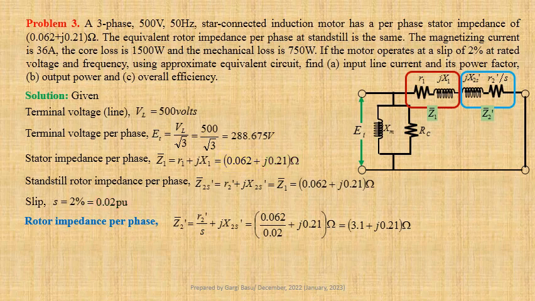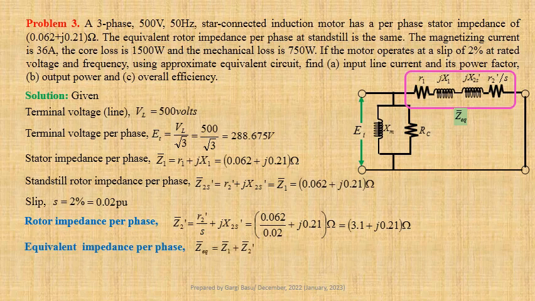Let us now calculate equivalent impedance per phase. ZEQ equals Z1 plus Z2 dash. Using values we get 3.162 plus j times 0.42 ohm. This may be written in polar form as 3.1898 ohm at an angle 7.566 degree.